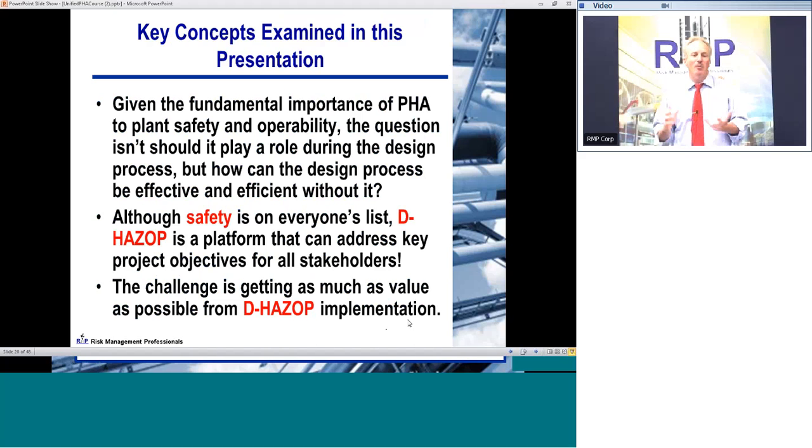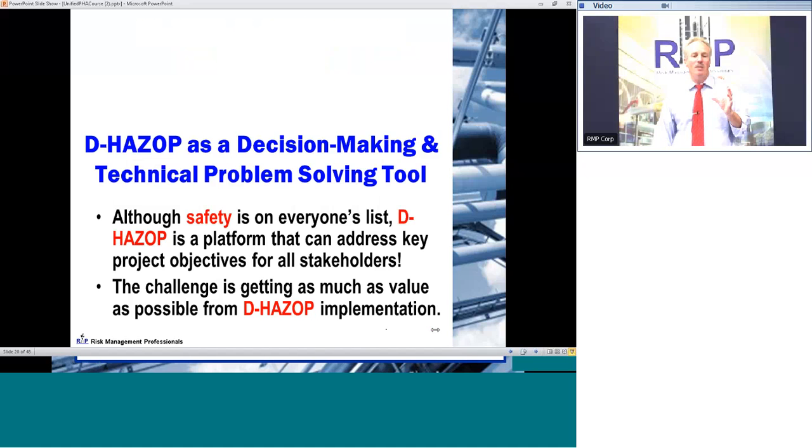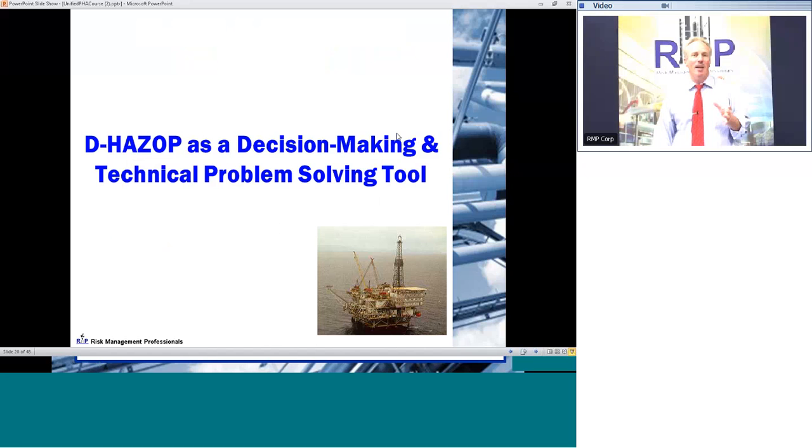So basically, we're just going to use the shortcut term D-HAZOP for a design HAZOP, a mechanism for pulling these ideas together and helping the designers out during the design process while you're taking care of your HAZOP study objectives. So the real key challenge is getting as much value as possible from the HAZOP implementation during the design process. It's all about focusing energy and resources and using the HAZOP study as a decision-making and technical problem-solving tool.